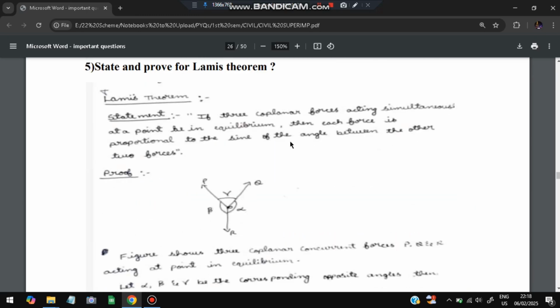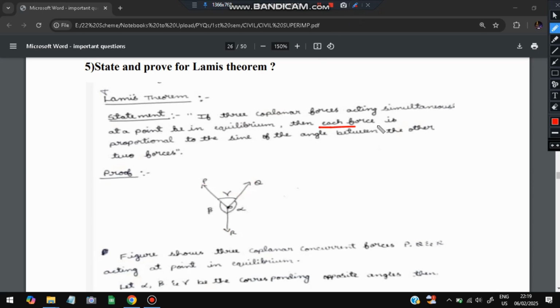Moving on, we have the next one, which is to state and prove Lami's theorem. In Lami's theorem, there are three coplanar forces, let's consider them as P, Q, and R, meeting at a single point. That's why it is coplanar. In that case, the angles formed are alpha, beta, and gamma. The value of Q will be proportional to the sine of its opposite angle, R to the sine of its angle, and P to the sine of its angle. Okay, that is the theorem.